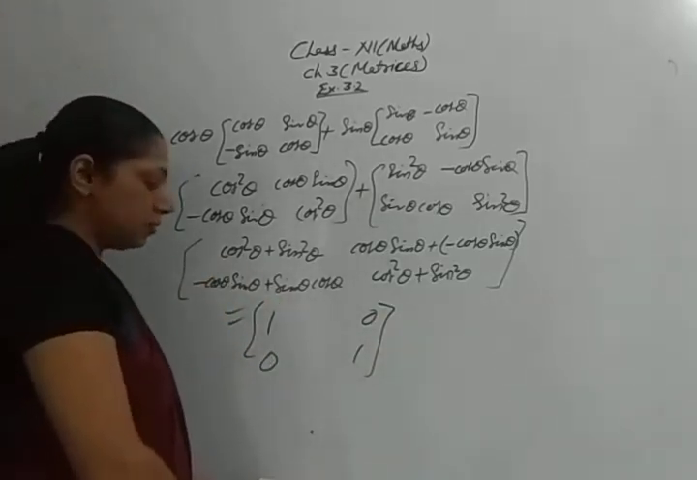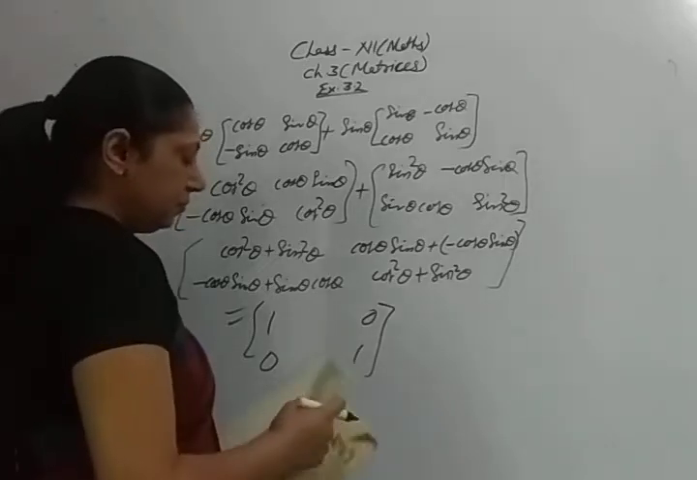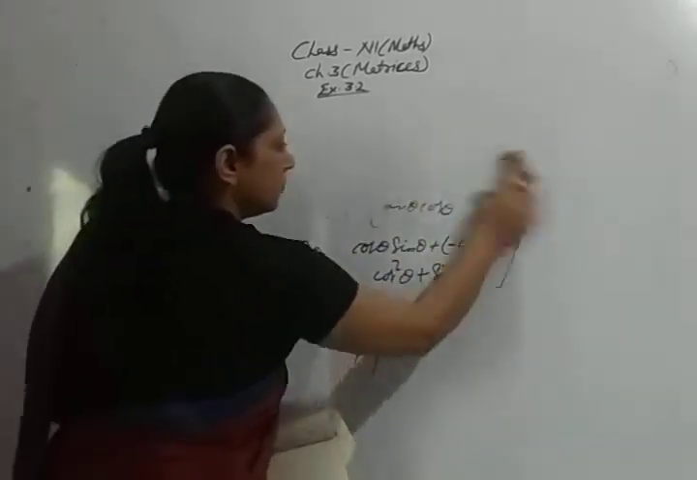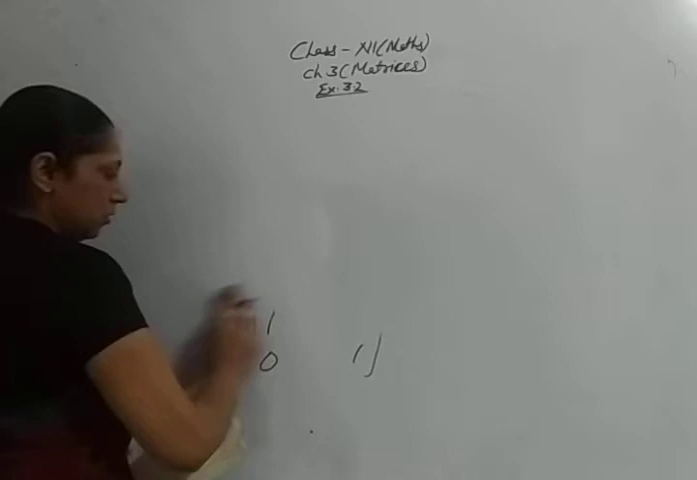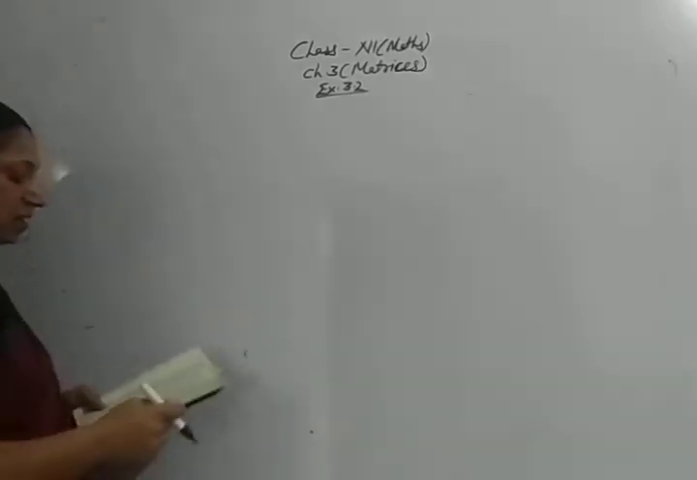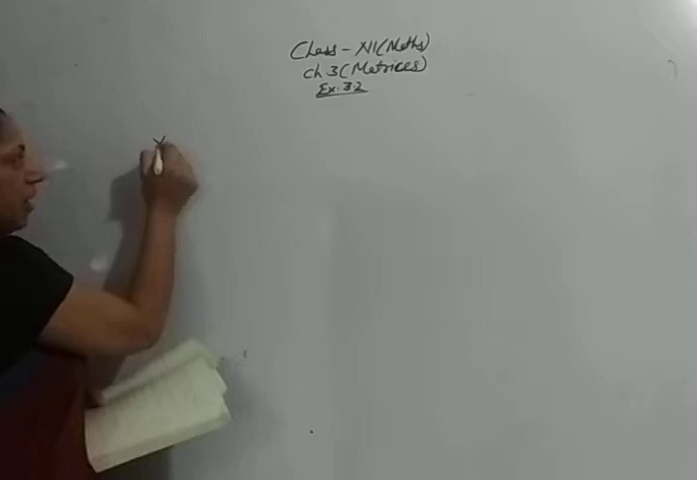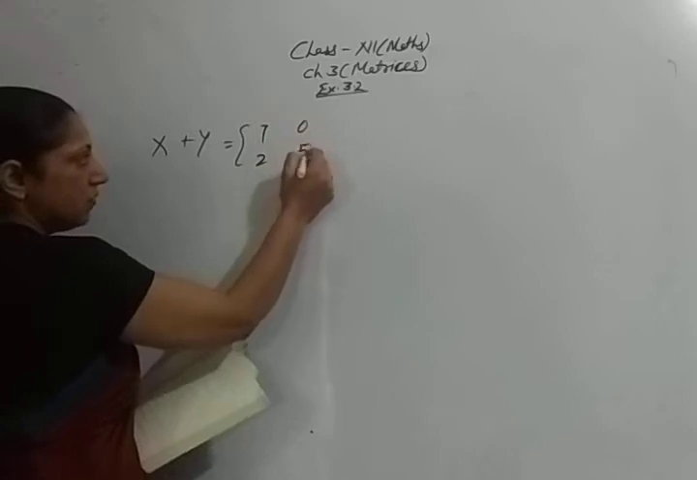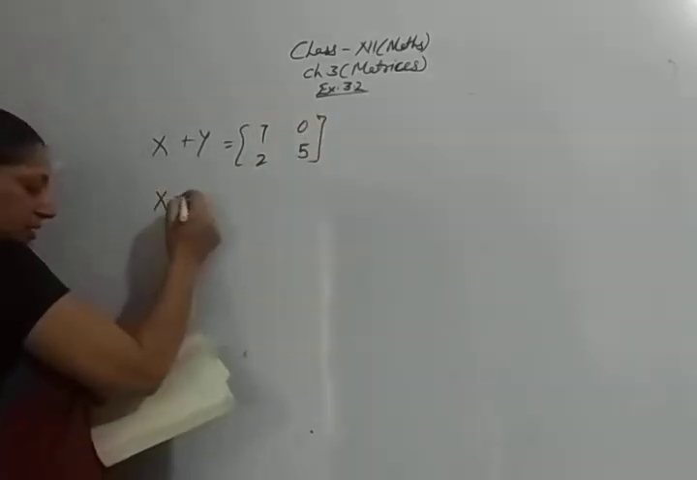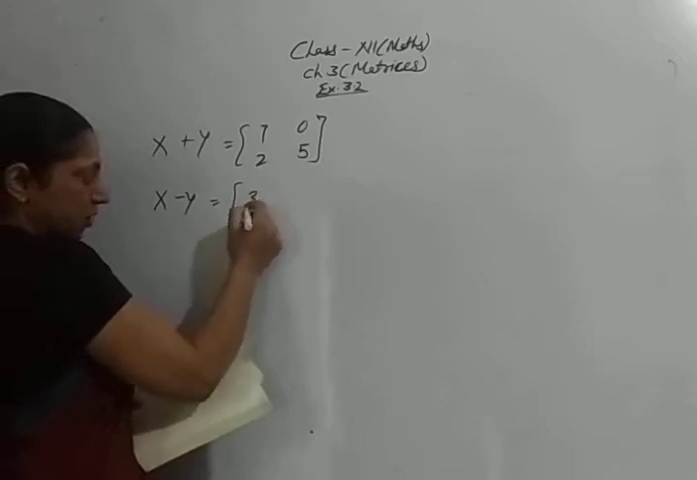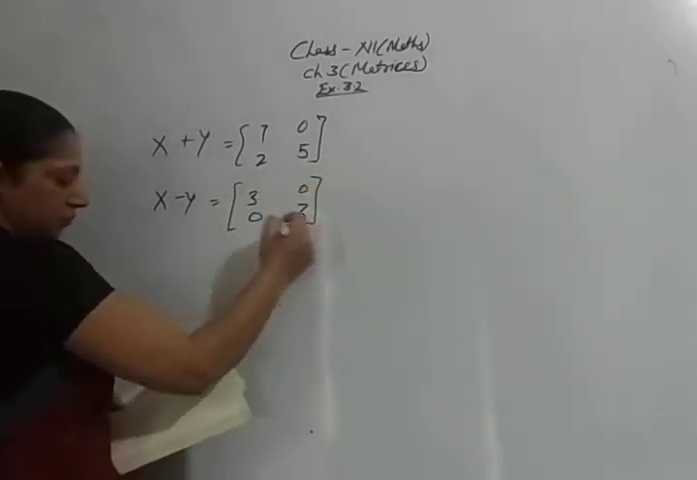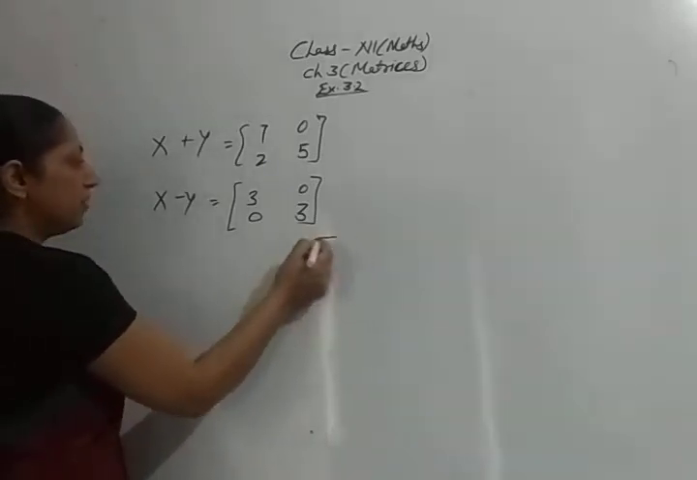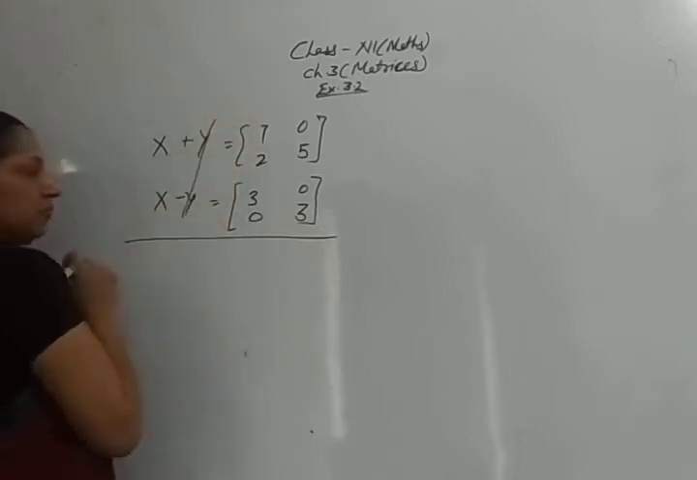Now come to the next question, question number 7. Find x and y if x plus y is equal to the matrix [7, 0; 2, 5] and x minus y is equal to [3, 0; 0, 3]. Now these are two equations, so I am going to solve this by the elimination method. By adding both, y is cancelled.